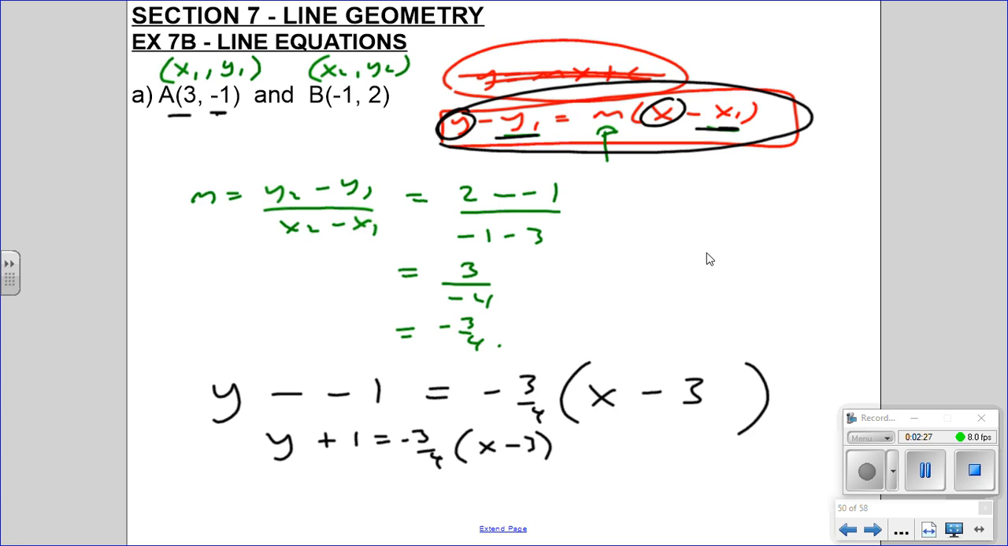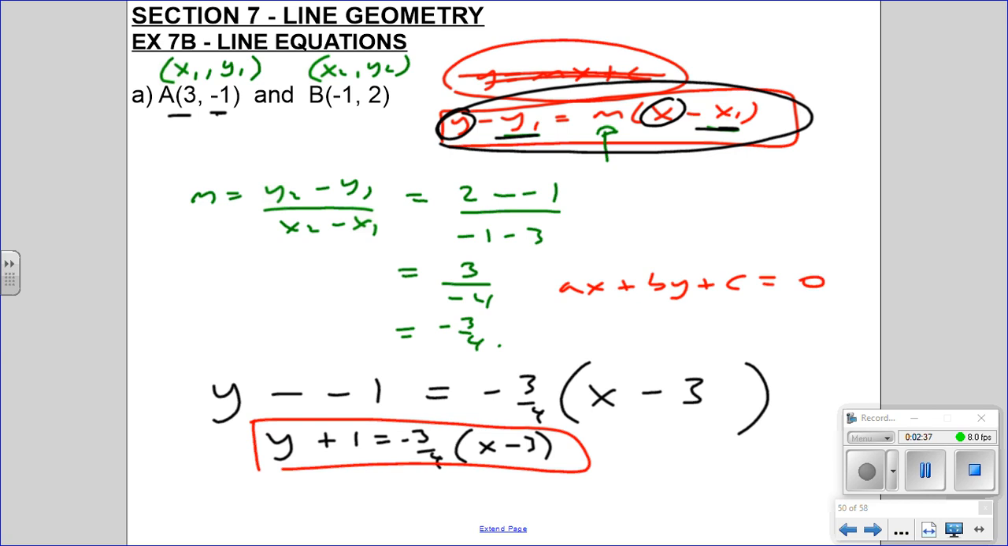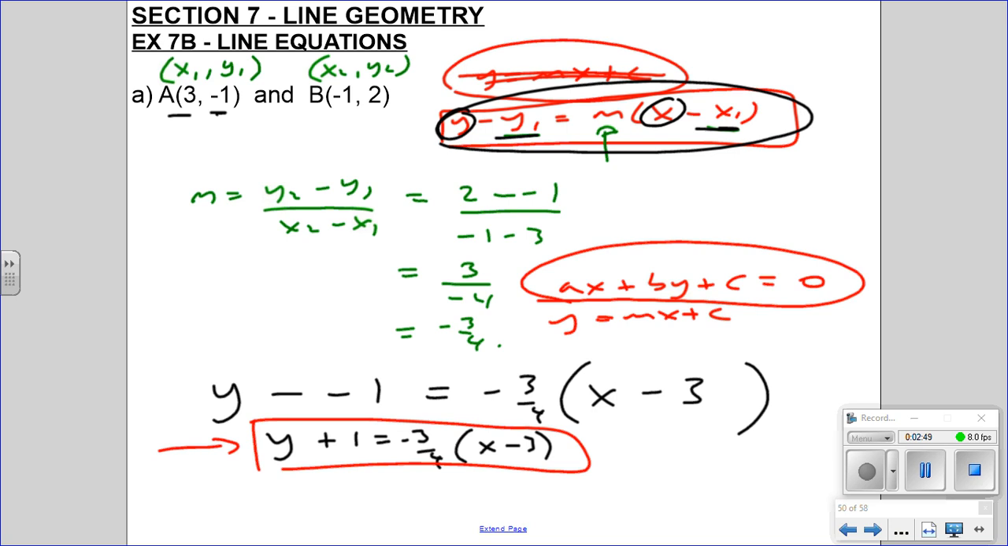Now why this is useful is that it is in itself a perfectly acceptable answer. But the question may say write this in the form ax plus by plus c equals 0, where a, b, and c are integers, for instance. It may ask you to put it in the form y equals mx plus c, but more likely it will ask you to put it like this, or you can just leave it like that.